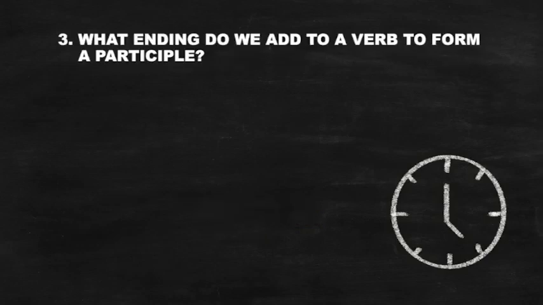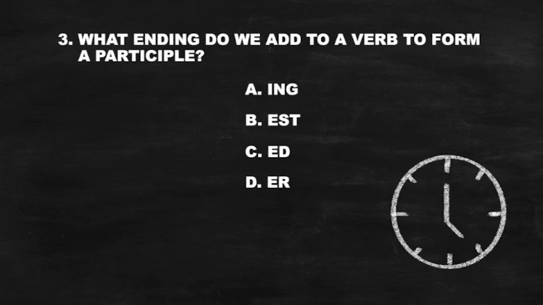Question 3. What ending do we add to a verb to form a participle? A. "ing." B. "est." C. "ed." D. "er." The correct answer is A. The participle is formed by adding "ing" to a verb.